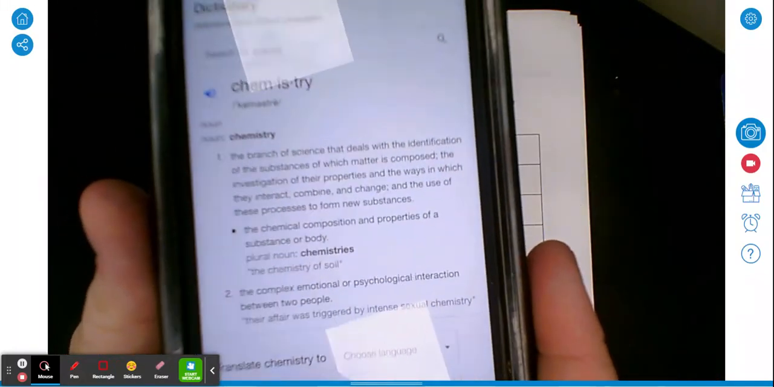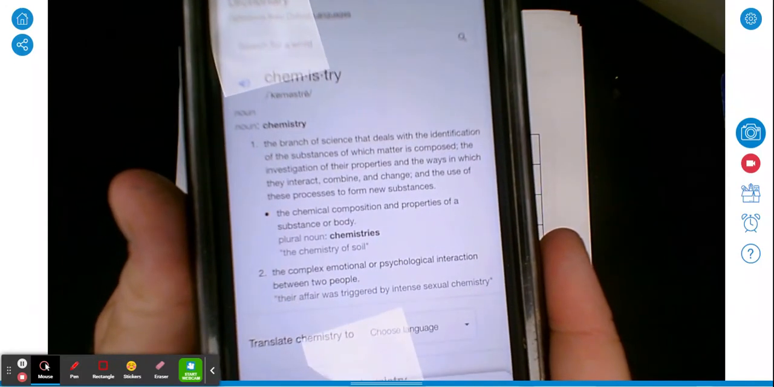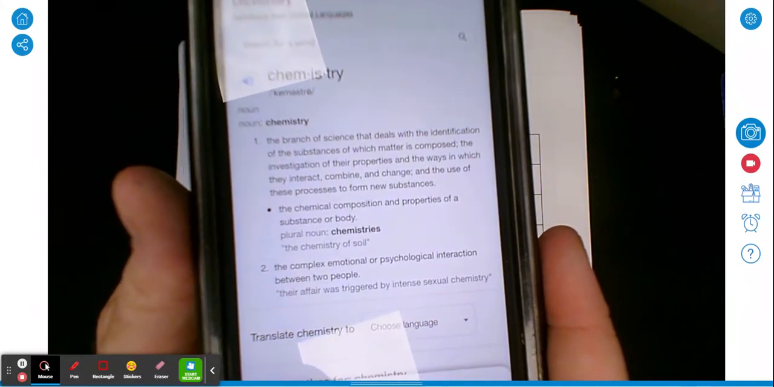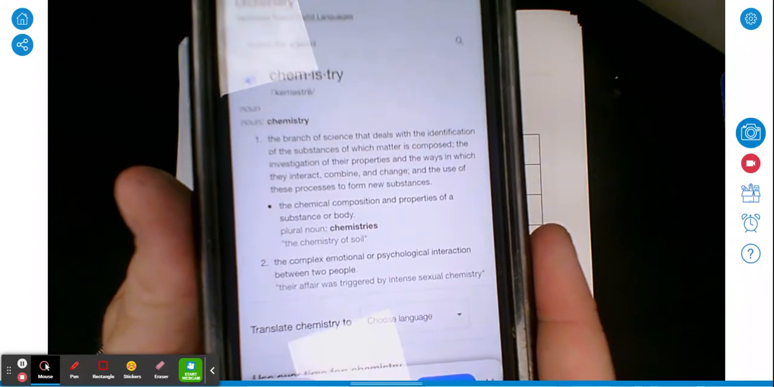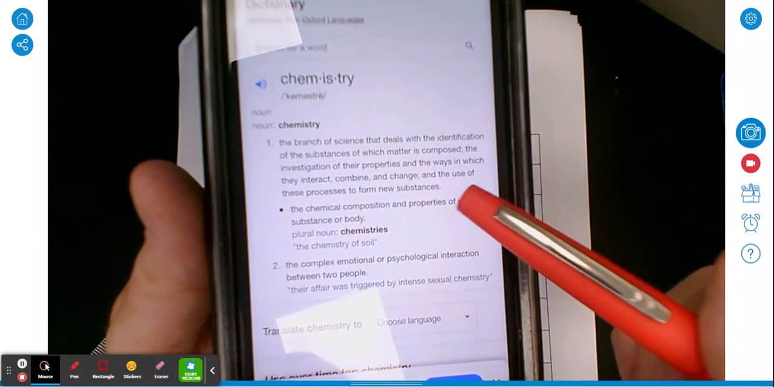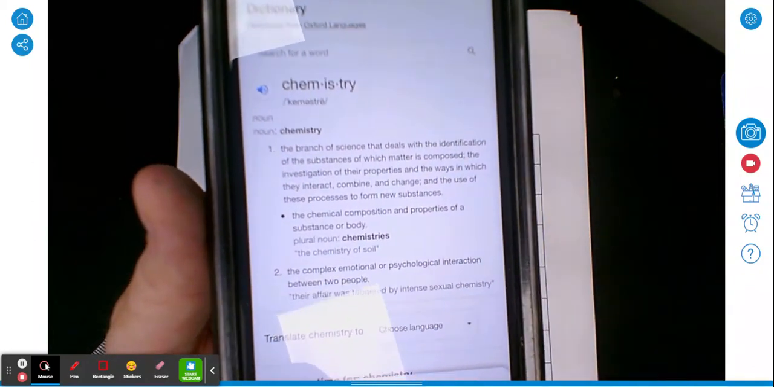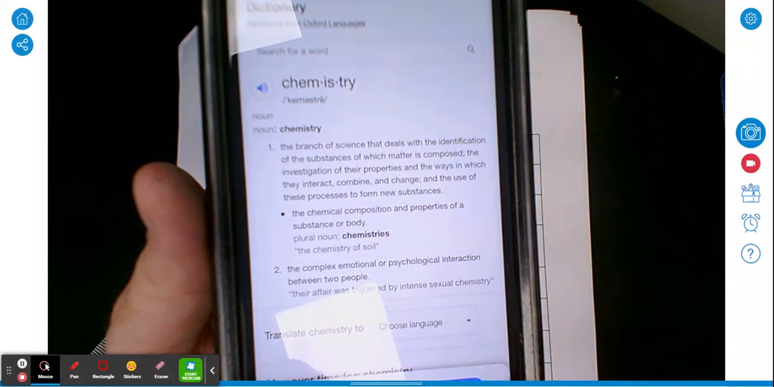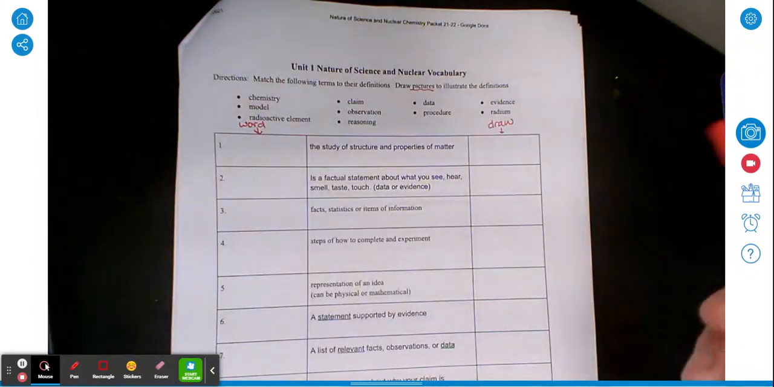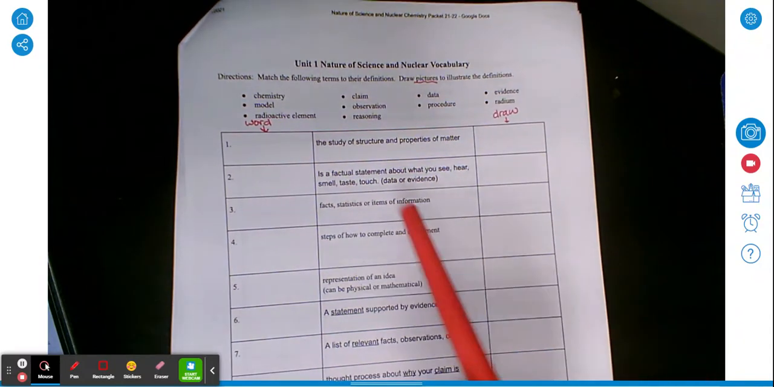Looking for some words that are important or repeated. I see the word science, substances, matter, properties, and change. Those are the big words that jump out to me. I know substance is in there early and it's in there twice. Properties is in there. Compose is in there. So I'm going to take those keywords and I'm going to read through the definitions on my page.